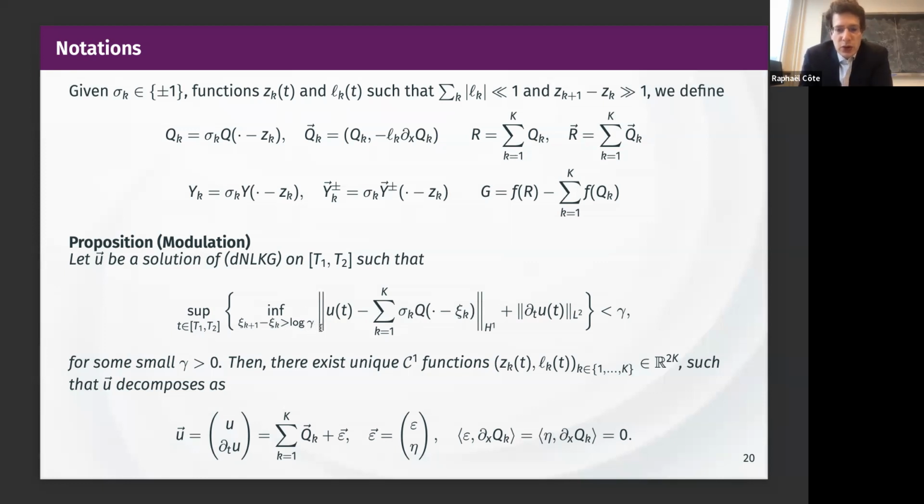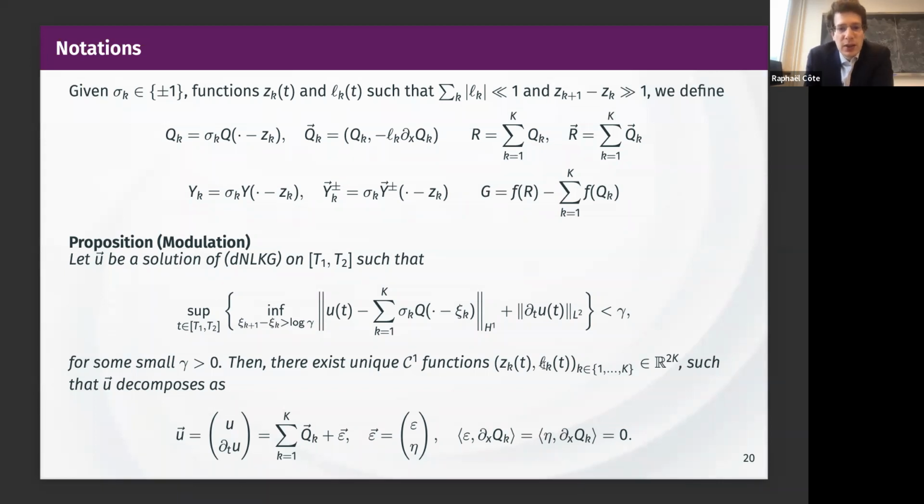Okay, so you work on this time interval, T1, T2, and the first thing you can do is modulate the psi into a zk. So you change a bit the center of mass, and you add also a little thing on the derivative, and in exchange you get some orthogonality conditions. This can be done very simply. It's an application of the implicit function theorem in finite dimension, where you just impose this condition to hold. And the good point is that you can derive the equation for the zk and the lk.